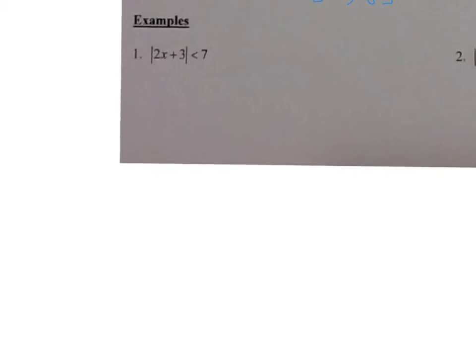So the first thing you're going to do is change the inequality to an equal sign. So I have the absolute value of 2x plus 3 is equal to 7. Is the absolute value isolated? Yes, so I'm going to branch off. So I have 2x plus 3 is equal to 7, and 2x plus 3 equals -7. Two equations, one's for the inverse.